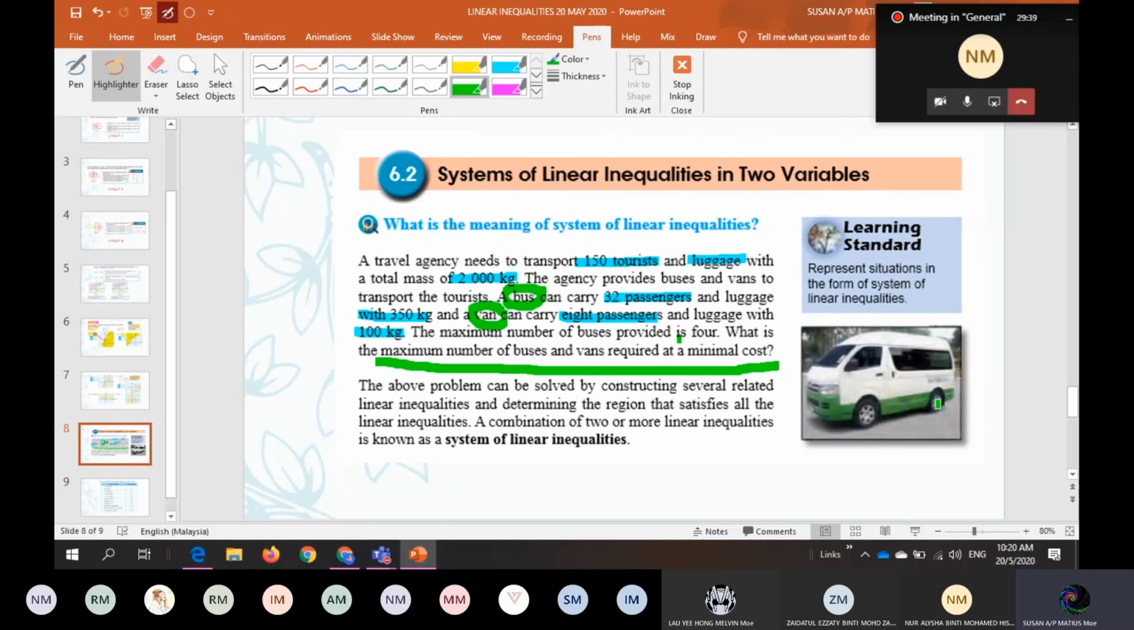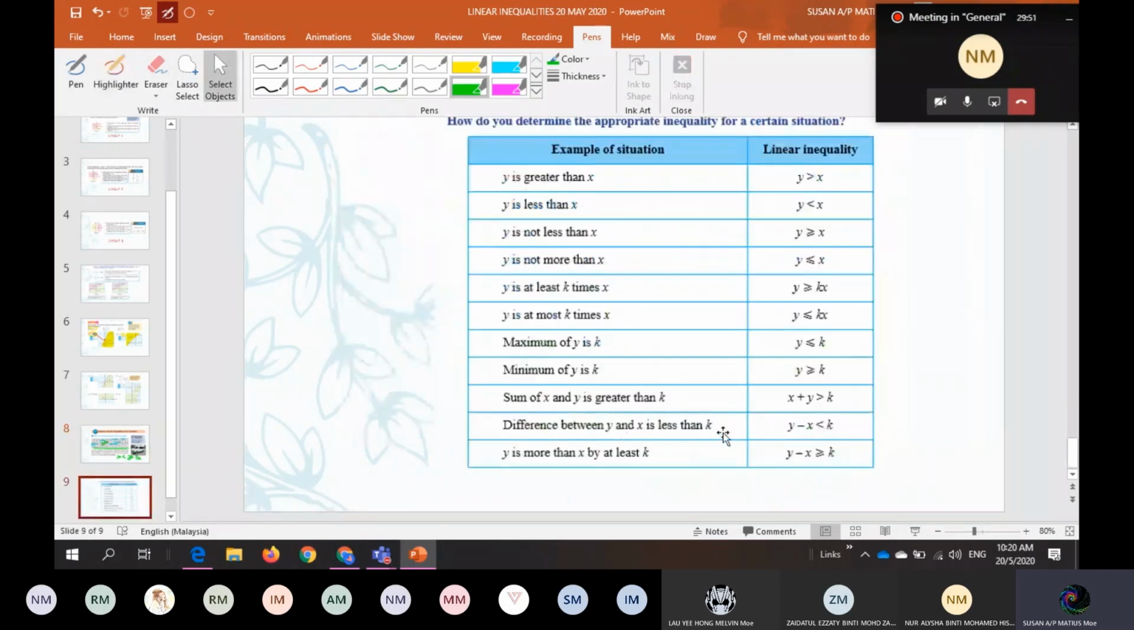We use the inequalities form. Okay, guys, don't forget these are the symbols which represent inequalities. So let's move on. How do you determine the appropriate inequality for a certain situation? These are the words that you have to remember.